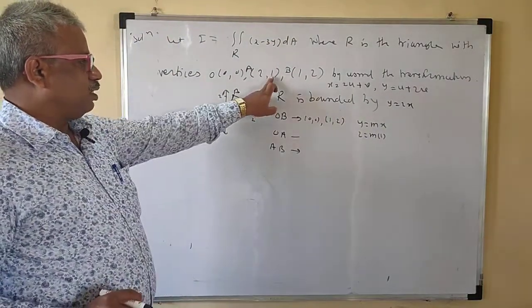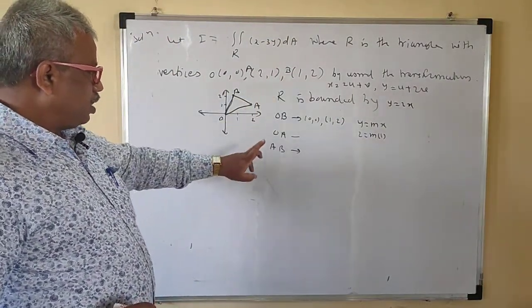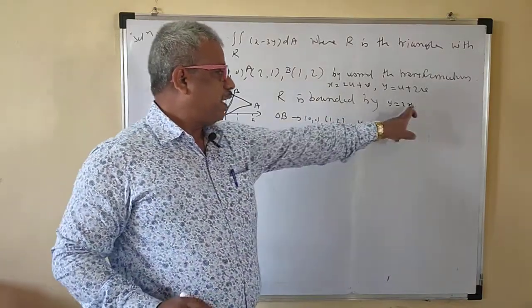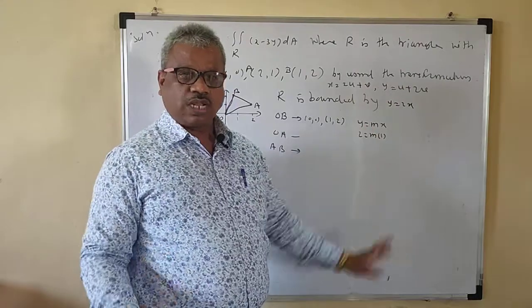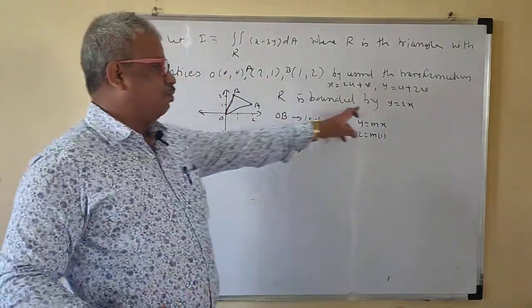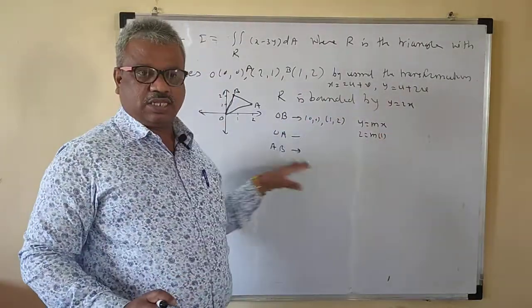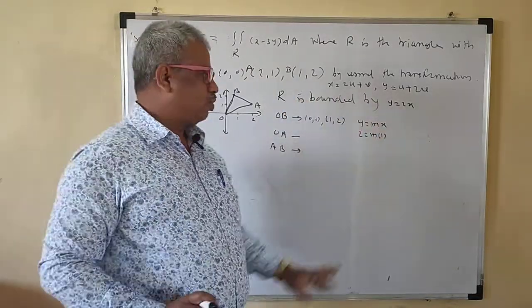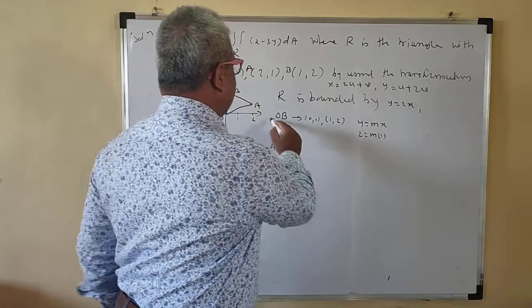Now see, if you put x is 1, then y is equal to 2, which is the point (1, 2). So that means y is equal to twice x. We are doing this in rough work. So here R is bounded by y is equal to twice x.